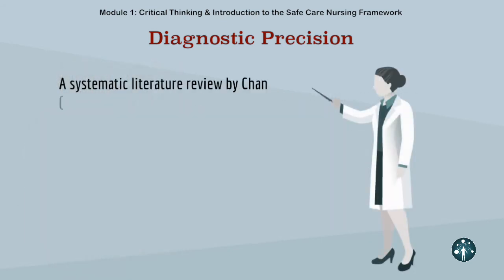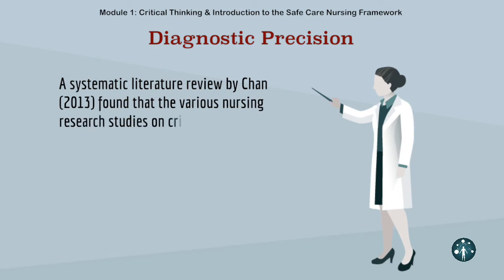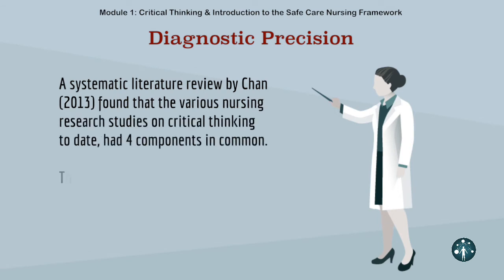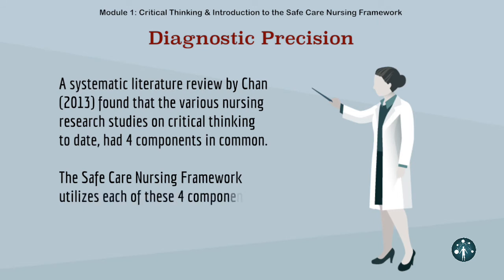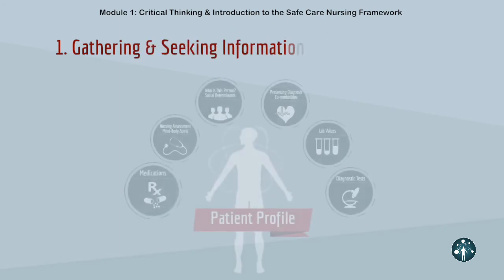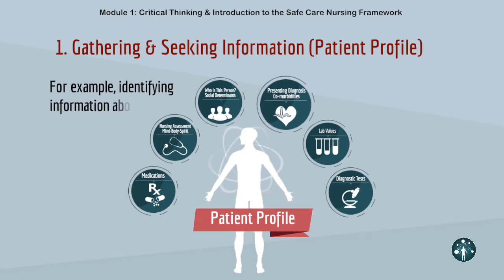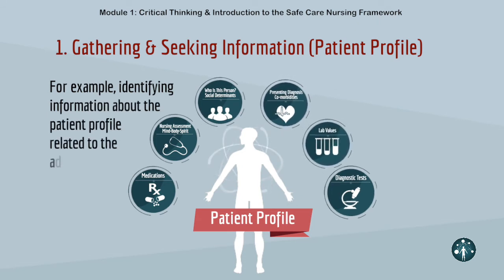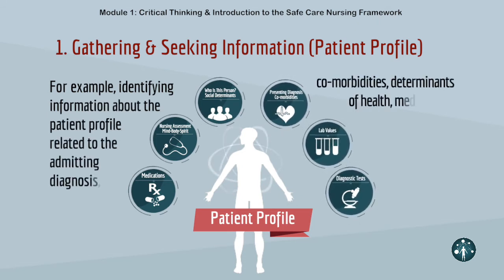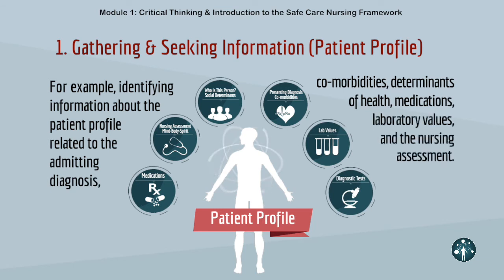A systematic literature review by Chan in 2013 found that the various nursing research studies on critical thinking to date had 4 components in common. The Safe Care framework utilizes each of these 4 components. Number 1. Gathering and seeking information. For example, identifying information about the patient profile related to the admitting diagnoses, comorbidities, determinants of health, medications, laboratory values, and the nursing assessment.